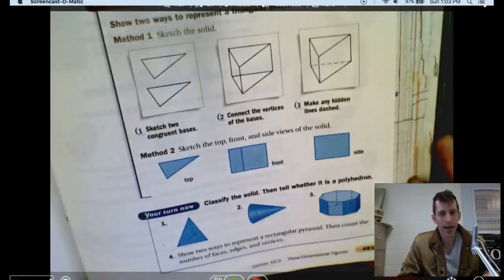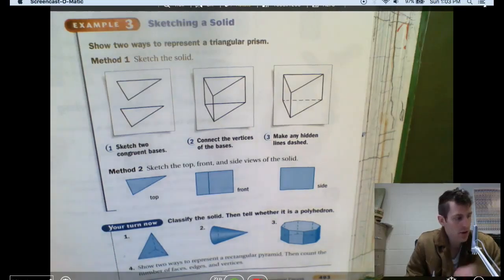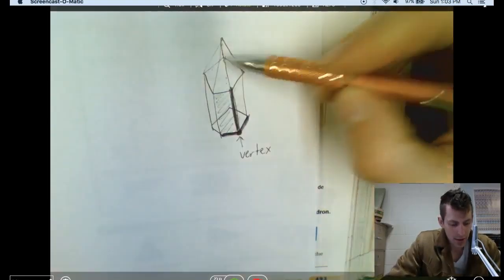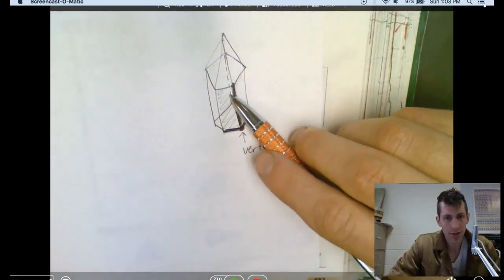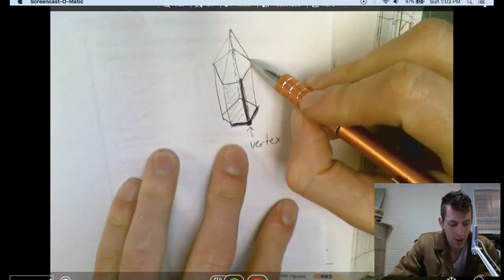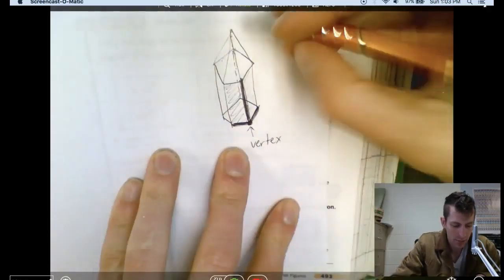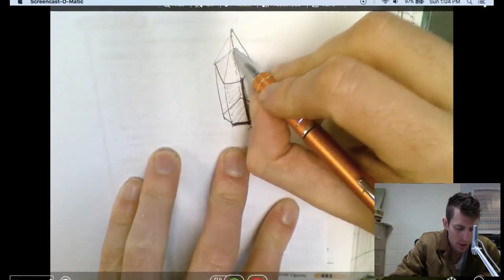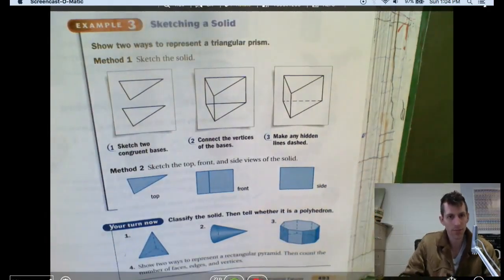Okay, now, how can you sketch these yourself? Notice when I sketched mine, I used a dotted line for an edge back here that we couldn't really see. Now I didn't use a dotted line for this and this because when I first drew it I didn't have this pyramid on top, but this line should be dotted and this line should be dotted. So that's one trick to drawing these three-dimensional figures.